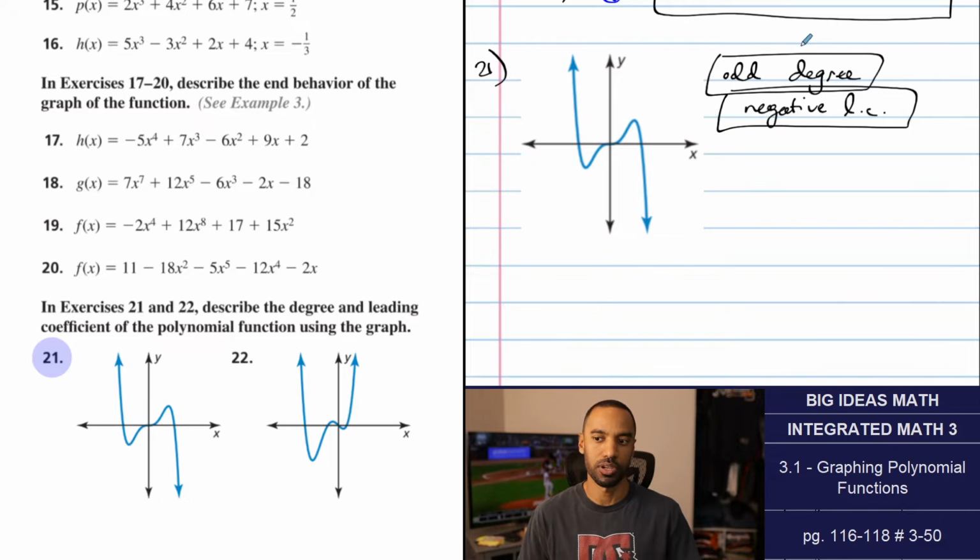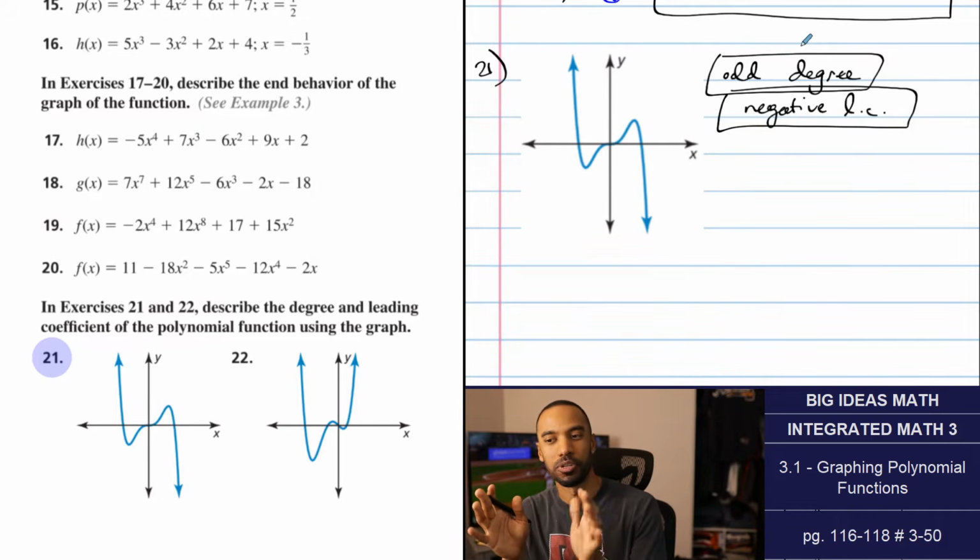Do I know the actual equation? No, I don't know it. But yeah, that's the answer. I thought I was going to write some more stuff with it.